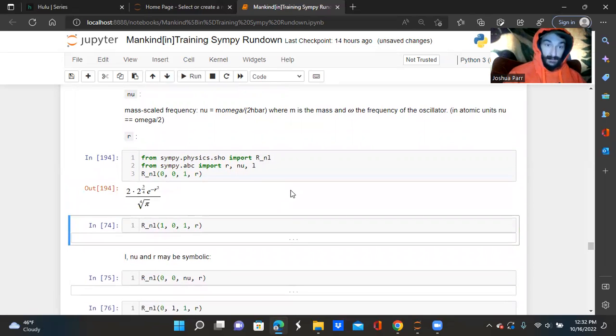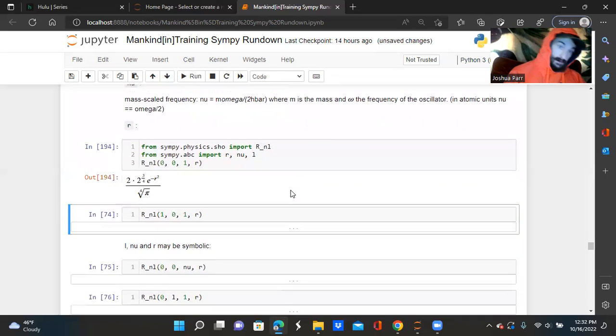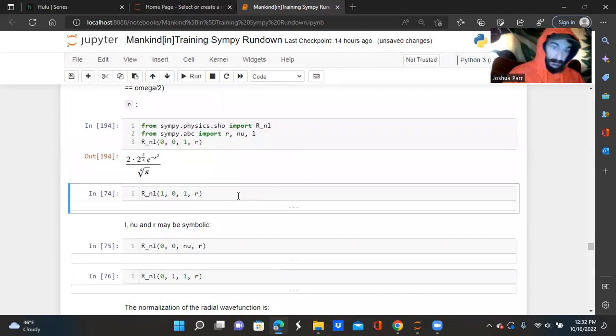Here we are, 2 times 2 to the 3/4 e to the negative r squared over the 4th root of pi. When I say that, if it just has the square root sign, it's the square root. If it's got a 3 here, it's the cube root. If it's got a 4 there, it's the 4th root, and so on and so forth. But that's the convention there. Now, if 4 was out here and it was normal sized, it would be 4 times whatever happened to be the root of pi.